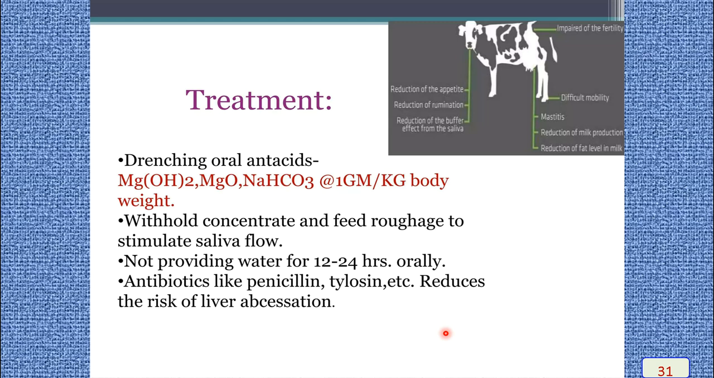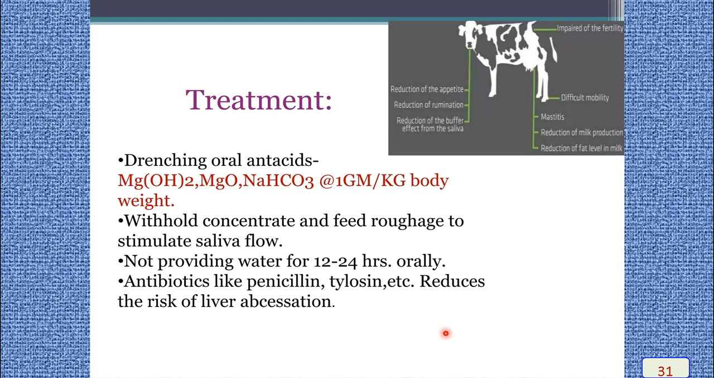Then treatment of the lactic acidosis. What are all the clinical signs? Suddenly the animal goes into an inappetent or anorexia stage, then drastic reduction in rumination happens, then reduction in the buffering capacity of the saliva. In case of cattle, more than 100 liters of saliva are produced per day, and they use it as the buffering solution without depending upon any other person. Whereas antibiotics like penicillin, tylosin, etc.